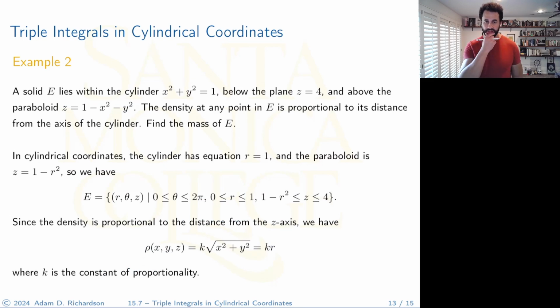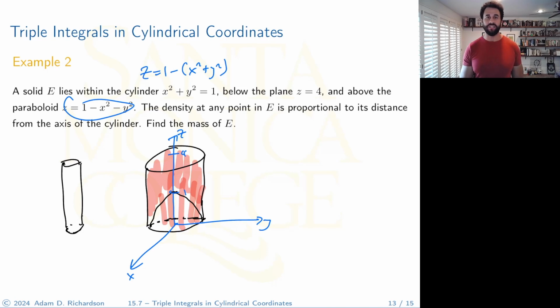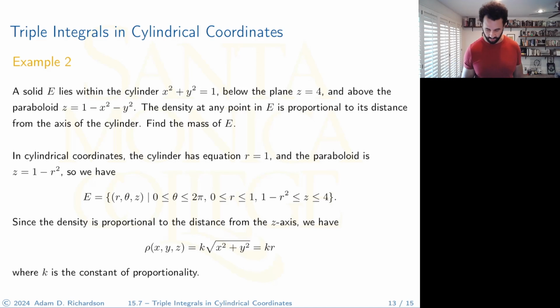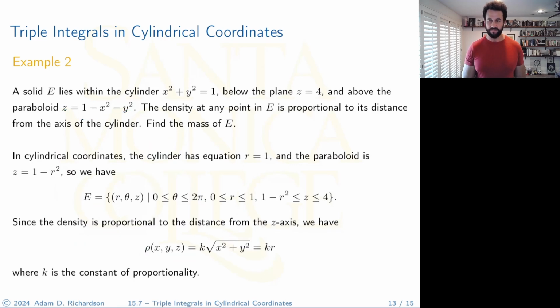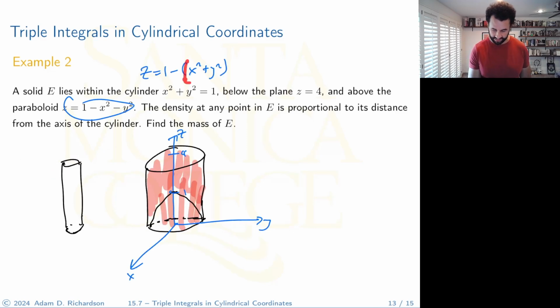Okay, so here everything is given in Cartesian coordinates. Now we're going to convert things into cylindrical coordinates. Remember, in cylindrical coordinates, cylinders are easy. Cylinders are just given by r equals 1. That's all we need. Theta is a free variable, z is a free variable, so the cylinder that I had sketched, that is this right here. The paraboloid is given by z equals 1 minus r squared. That also makes sense, right? Because x squared plus y squared is r squared. So that's what we're getting there.